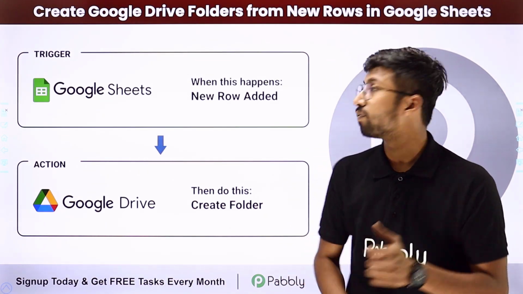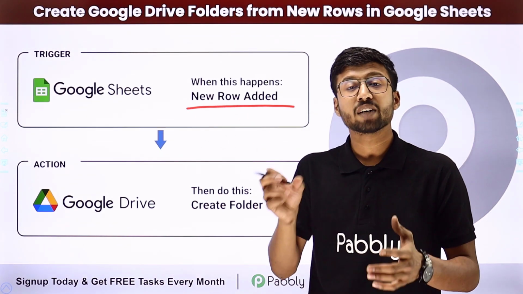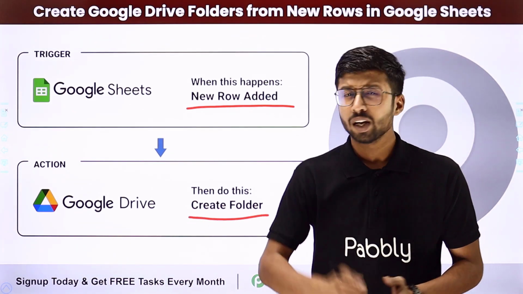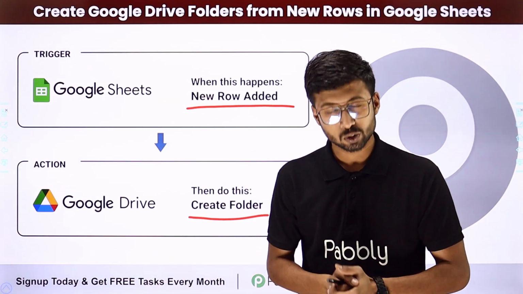So let me tell you, you can actually automate this process. In this automation, whenever a new row is added in Google Sheet, we will automatically get some data from that new row, and with the same name, a new folder will be created in Google Drive. If you want to know how you can set up this automation, you just have to come with me to my screen.